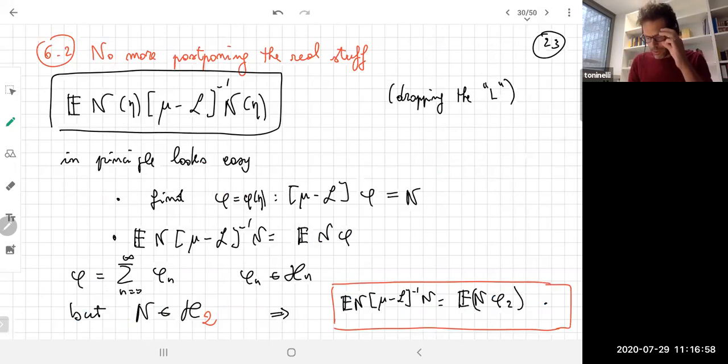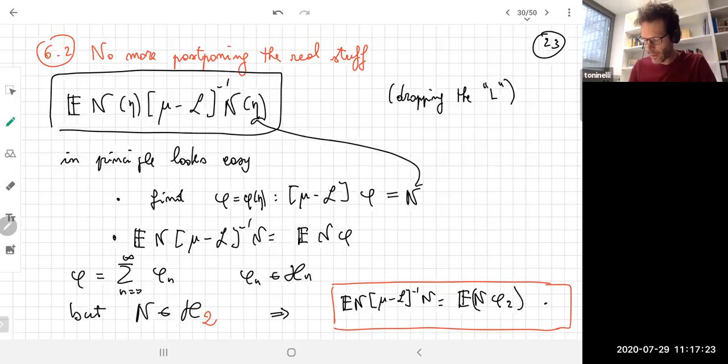Okay, in principle this might look easy, in the sense that what you should do is solve this equation. Suppose you can find a random variable phi, which solves mu minus the generator applied to phi equals the nonlinearity. So this is the same N that appears here. This equation in principle can be solved because mu minus L can be inverted.